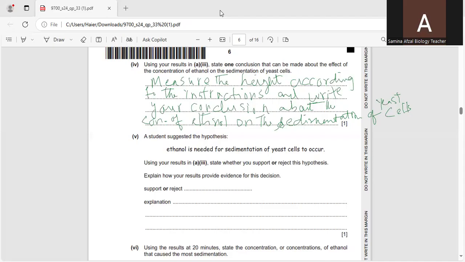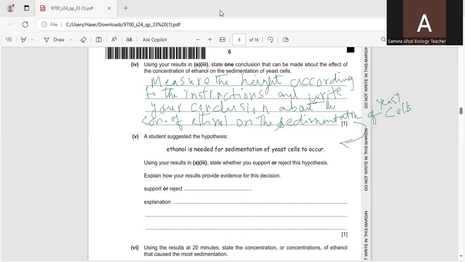Then the next question is, a student suggested the hypothesis: ethanol is needed for sedimentation of yeast cells to occur. It means after these results, he will be able to follow this hypothesis. So using your results in A3, state whether you support or reject this hypothesis, and explain how your results provide evidence for this decision. Support or reject. So you have to support or you have to reject.